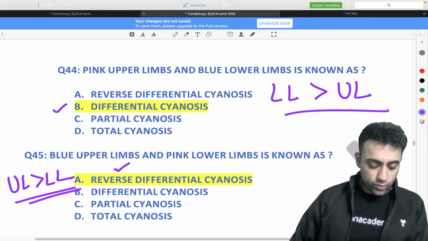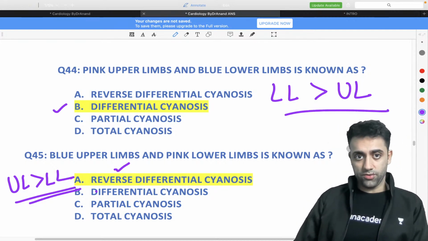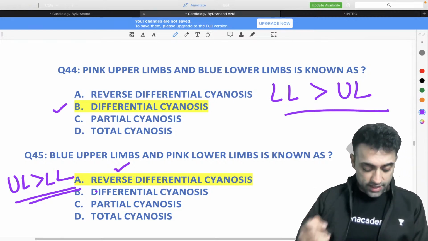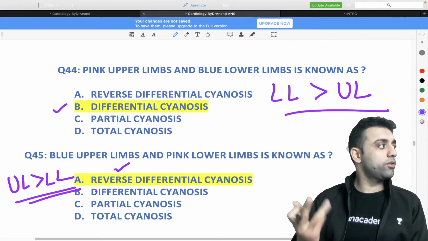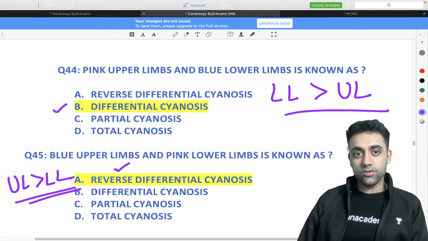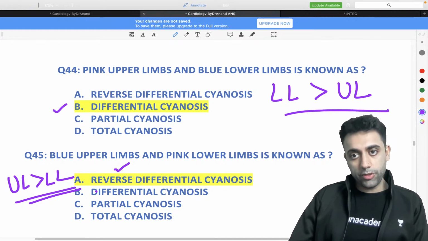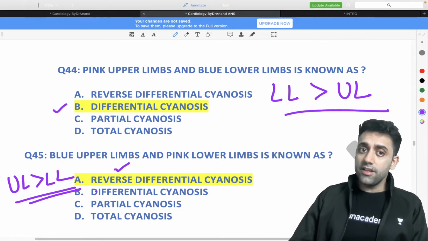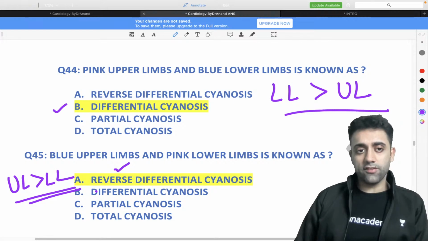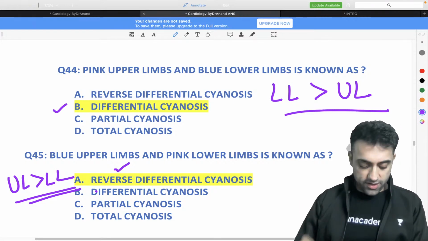One is differential cyanosis, one is reverse differential cyanosis. Very good. Yes, my dear Savan, you are very right. One is differential cyanosis and one is reverse differential cyanosis. When the lower limbs are more blue than the upper limbs, that is known as differential cyanosis, and the opposite of that is nothing but reverse differential cyanosis.